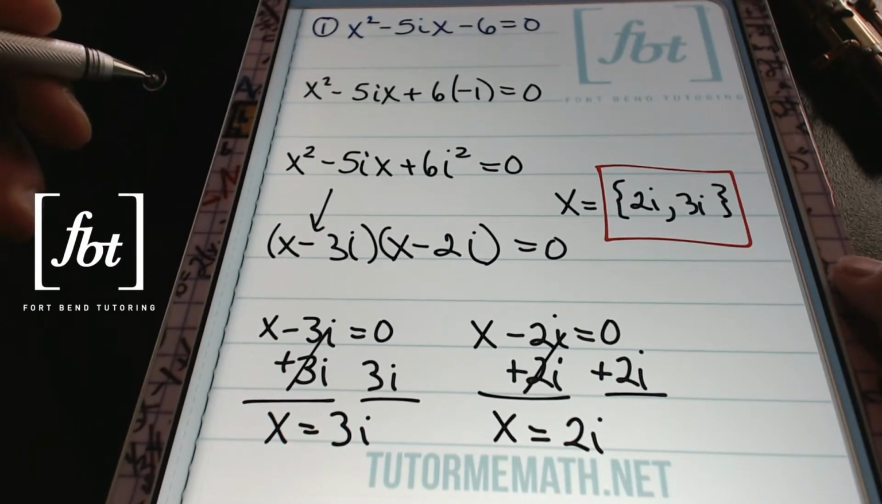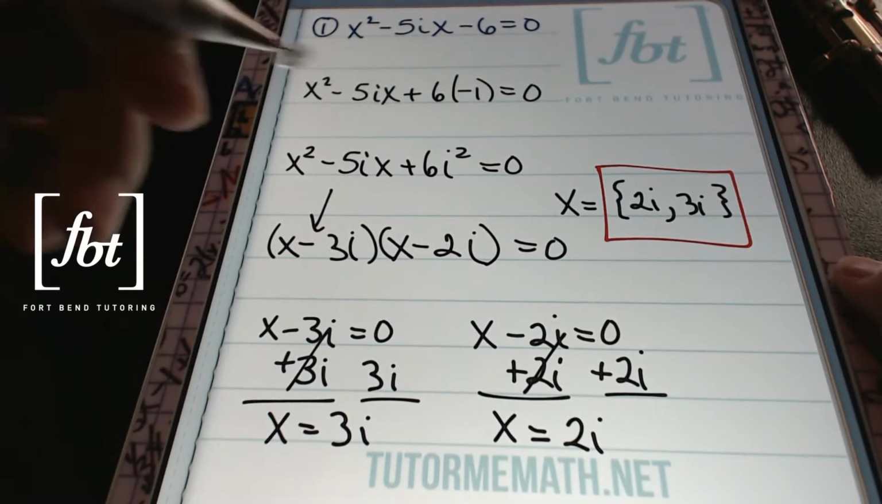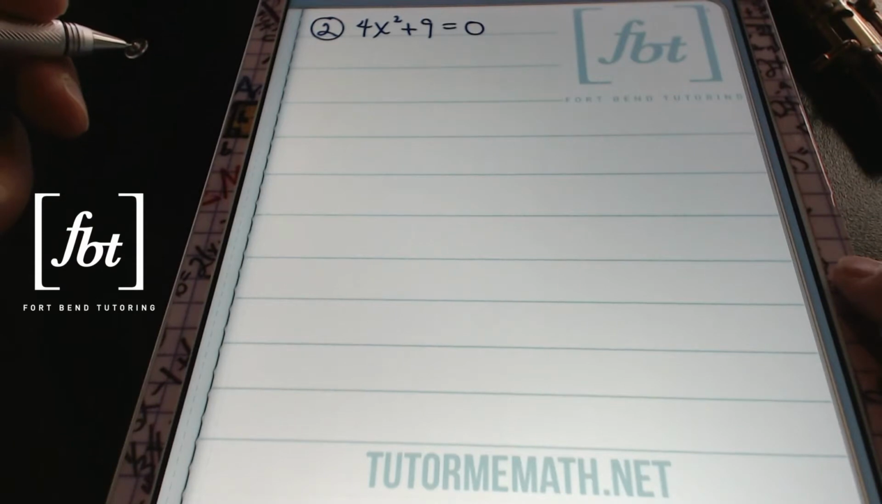There you go. That's problem number 1. Let's move on to our next problem in the tutorial. Here we have 4x squared plus 9 equals 0.